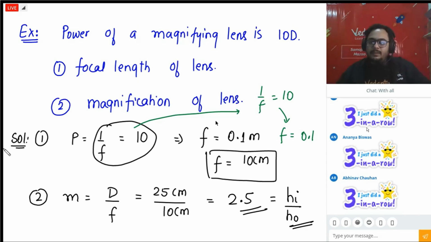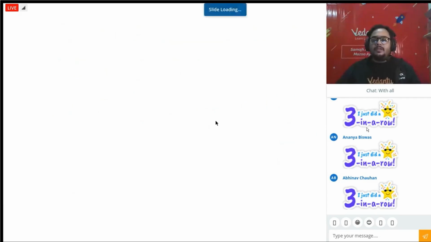In centimeter, if you want, you can use 100 by f. Yes, Udit, that is correct. Chaliye, let us move on from banner and let us move to the second type of magnification.